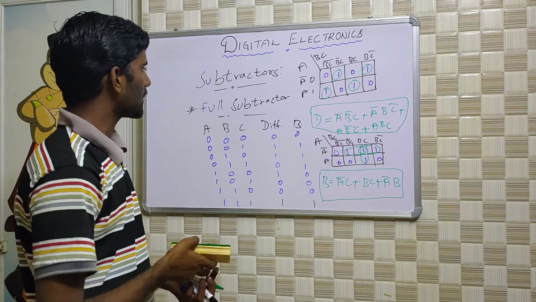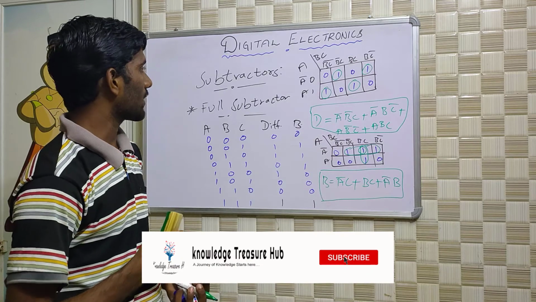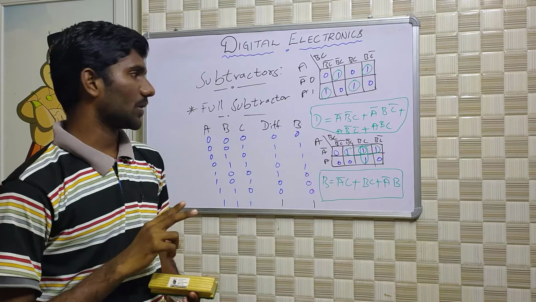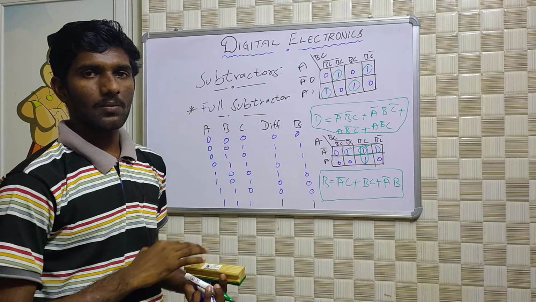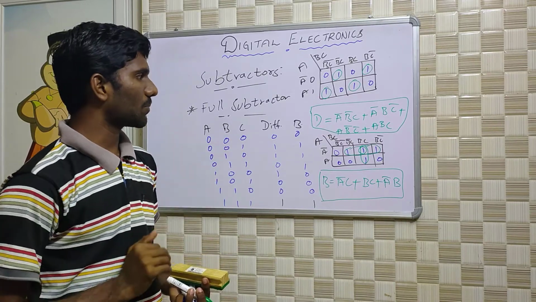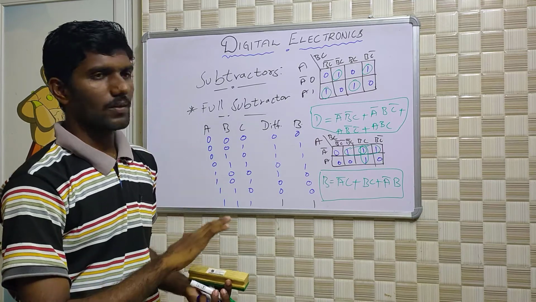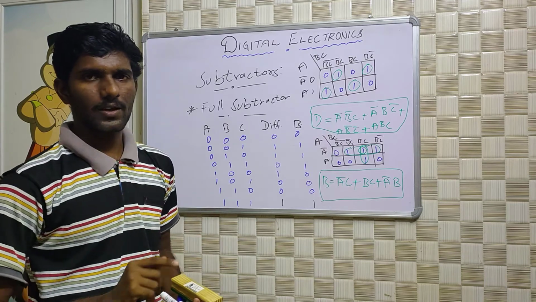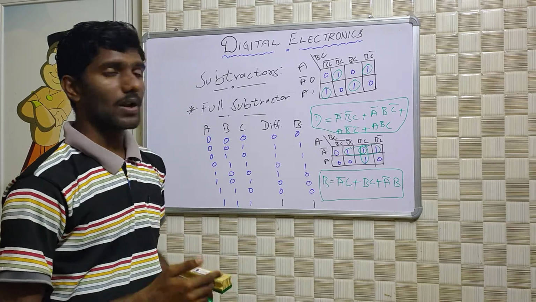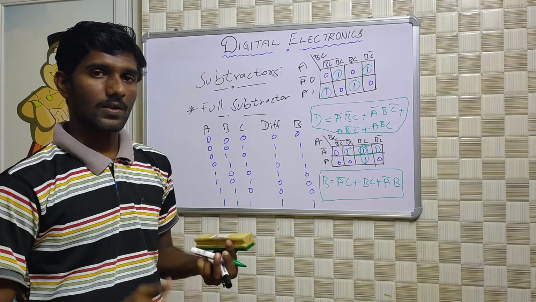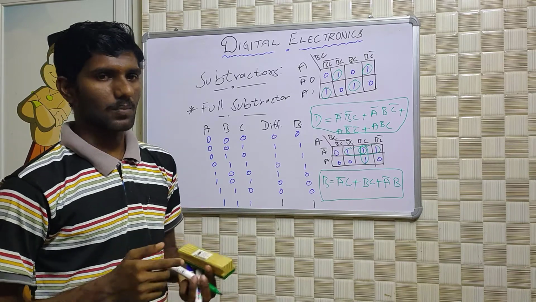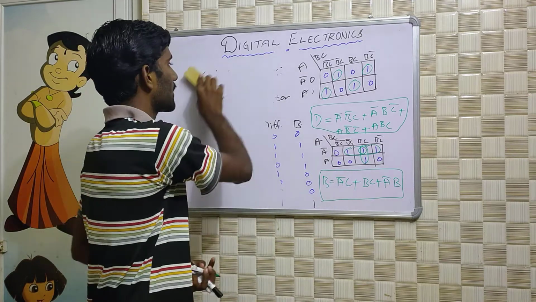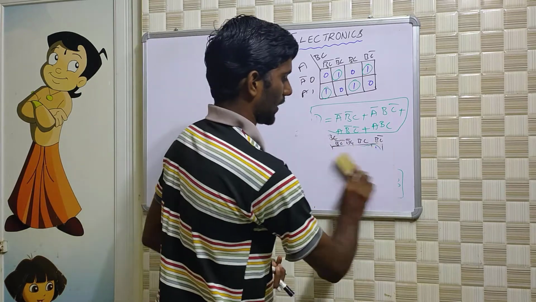Similarly, we have seen a parallel adder. Since a full adder or half adder can add only one bit numbers, to add n bit numbers we use a parallel adder. Similarly, here also half subtractor or full subtractor will perform subtraction on only single bits. So if we want to perform subtraction on n number of bits, we need to go through the parallel subtractor, as we saw the parallel adder. So now we'll see the parallel subtractor or binary subtractor.